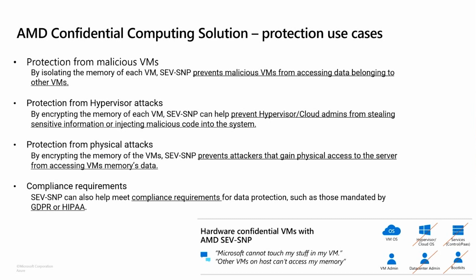A second use case is the virtual machine's protection from malicious behavior of a hypervisor administrator or even a cloud administrator. With confidential computing, these administrators don't have access to the memory of the virtual machines. This prevents attackers from accessing sensitive data or executing malicious code within the virtual machine. A third use case is about protection from physical attacks, meaning attacks from people that have physical access to the host machine.